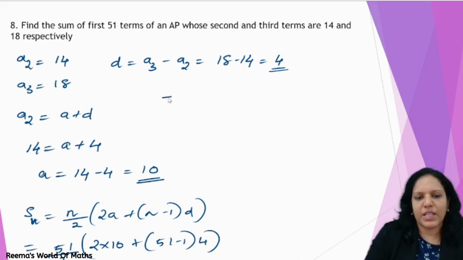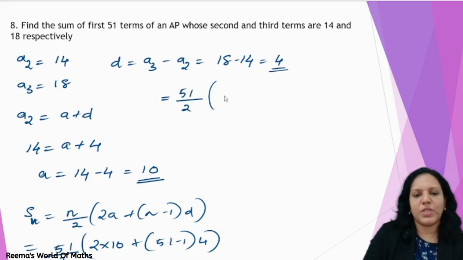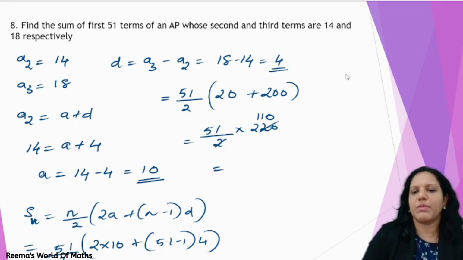So we can write here 51 divided by 2 multiplied by (2 times 10, which is 20, plus (51 minus 1) times 4). 51 minus 1 is 50, and 50 times 4 is 200. So that is 51 divided by 2 multiplied by 220. Correct? So that can be written as 110, which is 51 times 110.